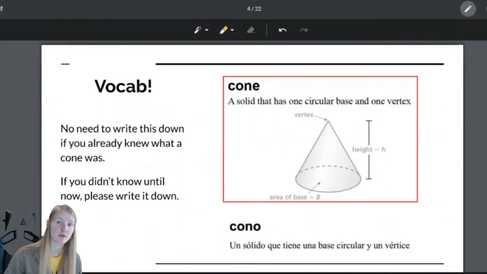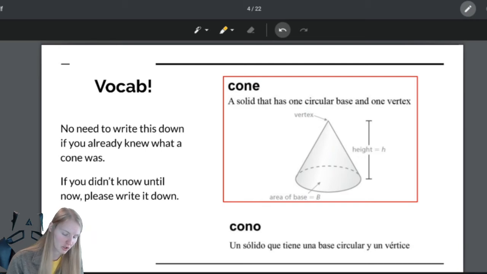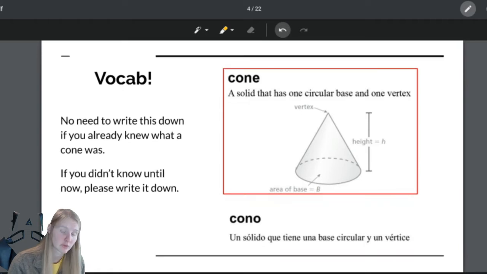What on earth is a cone? A cone is a solid that has one circular base and one vertex. So you can see that this is a circle, it is a circular base, and remember, a vertex is kind of like a corner. So basically, there's a circle on one side, and the other side isn't a side, it's just a point. You don't have to write this down if you already know what a cone was, but if you didn't, please write it down. Make sure that there's a picture in your notes at least, so that you know what they look like.